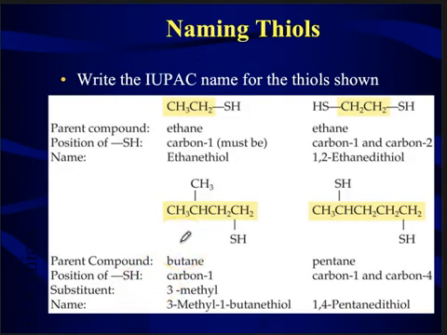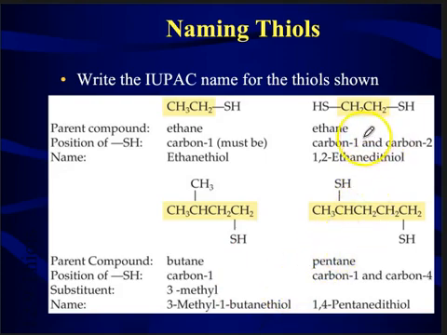Alright, so let's look at a couple more examples of naming these thiol groups. We looked at this one earlier. We're just naming the parent chain. In this case, we had the butane, and we're naming it off of that sulfur compound. So 3-methyl, and then our butanethiol.